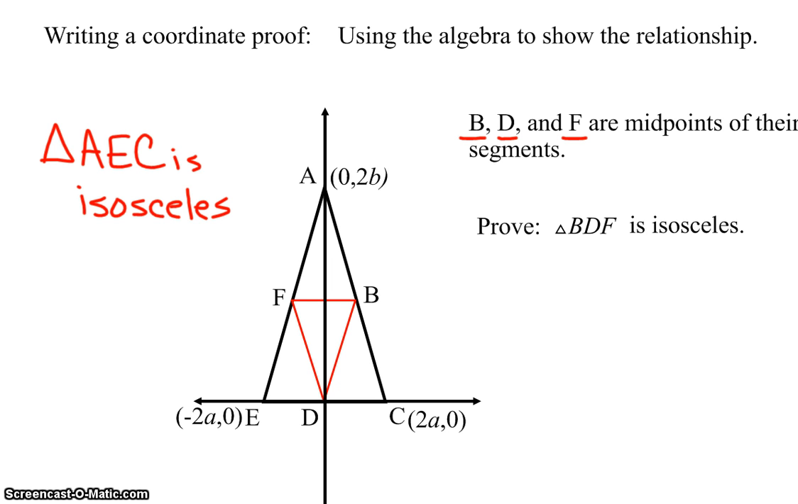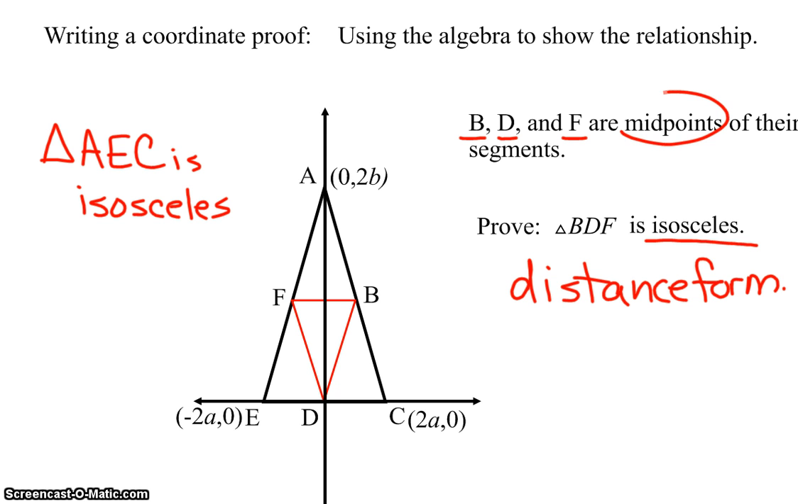Now let's plan that out first. We're trying to prove triangle BDF is isosceles. This means that two of our legs need to be the same length. That means I need the distance formula to get two legs the same length. Now the other problem is I don't know where B, F, and D are, but I do know that they are midpoints. So to figure out exactly where they are, I'm going to use the midpoint formula on segment AE, segment AC, and segment EC to determine exactly where the midpoints are.